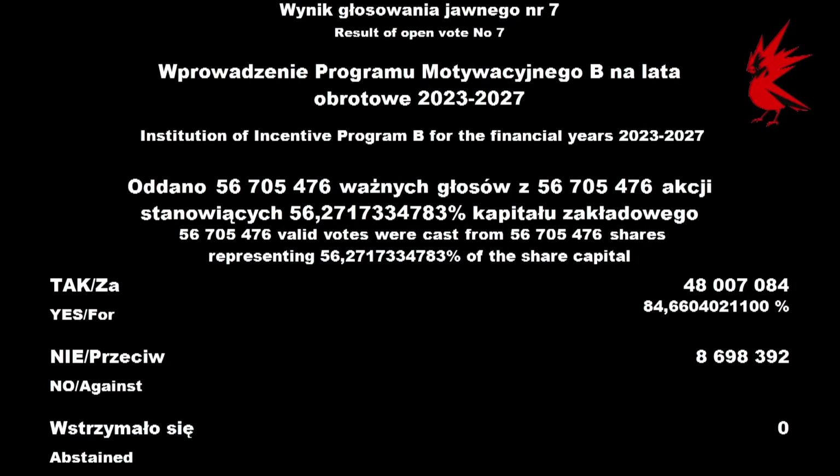I announce that the resolution was adopted. 48,007,084 votes in favour, 84.66% of the share capital, and 8,698,392 votes against, no abstentions, which means that the resolution was adopted as suggested, more than 80% of the total number of votes. But only 60% were required, while the next resolution requires 80% of the votes.